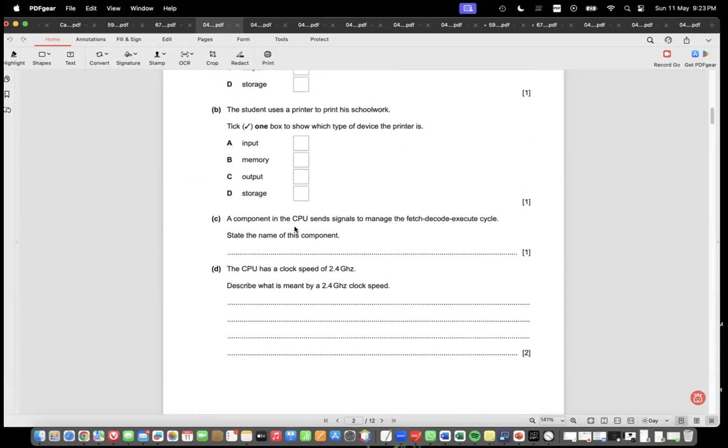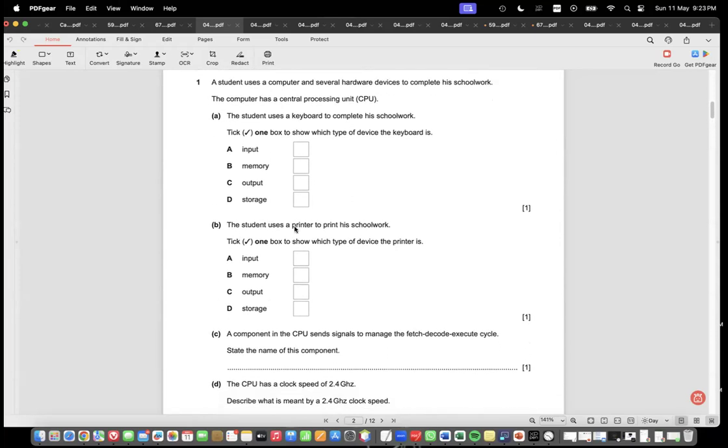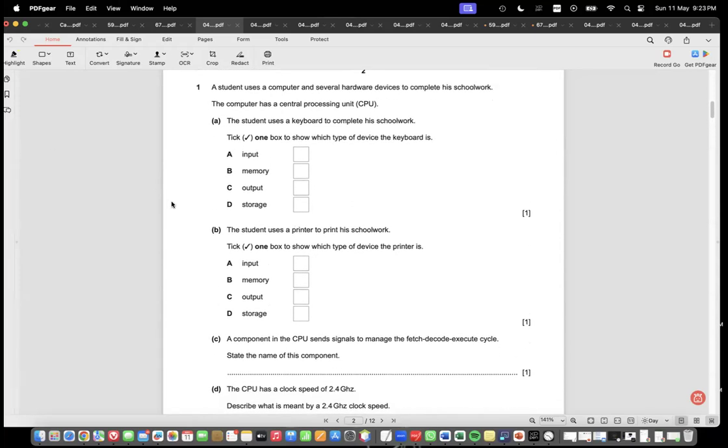You can see in all the papers, including the 2023 paper, every time they are asking questions from the von Neumann architecture. The student uses a keyboard to complete the schoolwork. Which type of device is it? It is an input device. Printer is an output device. A component in the CPU sends signals to manage the system. If something is sending signals, it means it is the control unit.